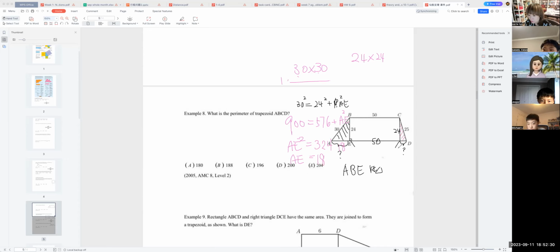If I say this is F, then triangle CDF is a right triangle. Did you get it? Okay, if it is a right triangle, then 25 squared equals 24 squared plus FD squared. So 625 equals 576 plus FD squared. So FD squared equals this one minus this one, which equals 49.